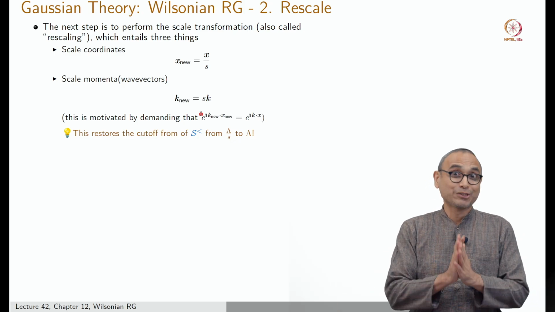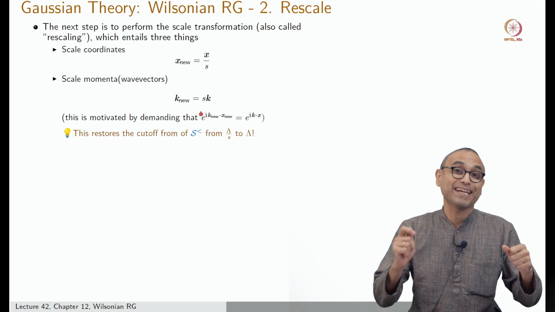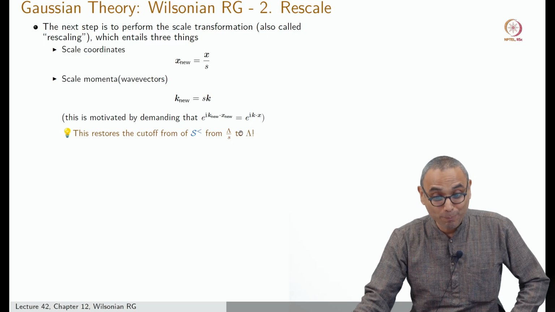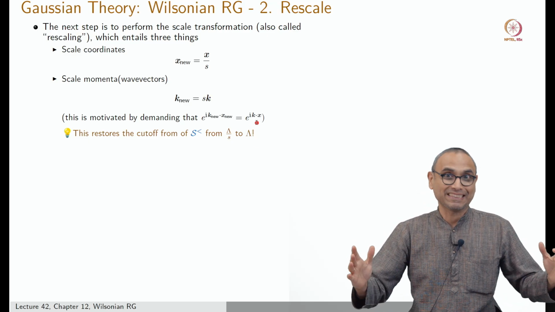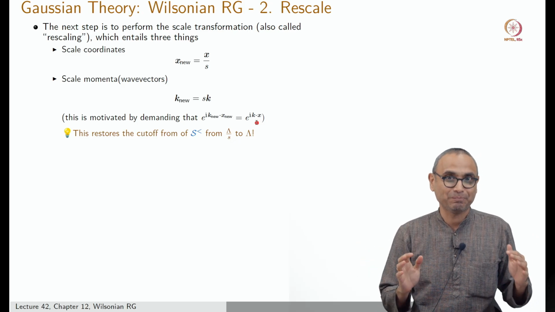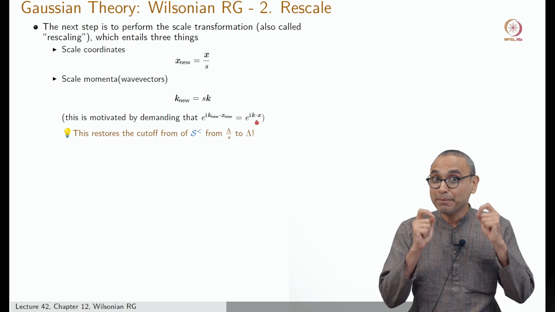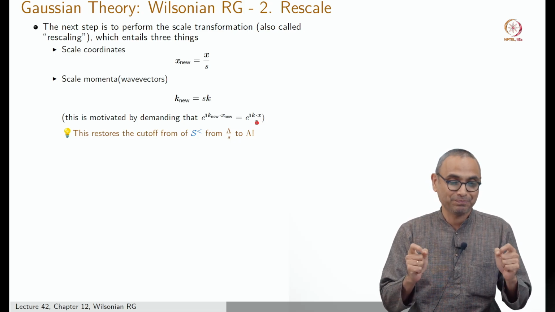So what does this do now? Remember, lambda by s, which is the new cutoff, when I perform the scale transformation, will go back to lambda. So I have restored this system. Now, here is where the importance of having the thermodynamic limit comes up.